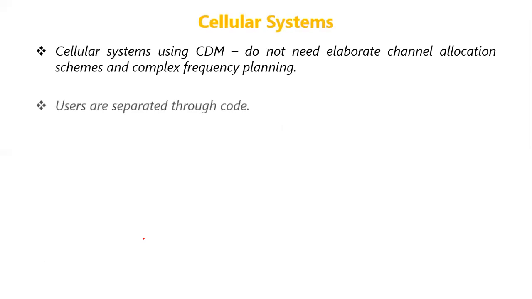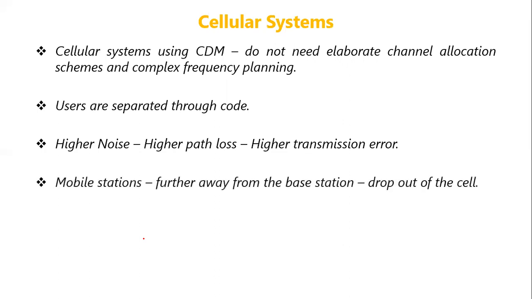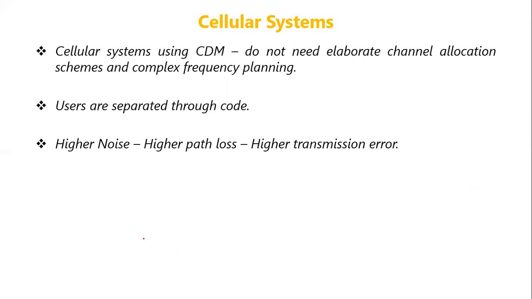And cellular systems that use CDM, that is code division multiplexing, and not FDM or TDM, do not need an elaborate channel allocation scheme and complex frequency planning, because users are separated by codes. Higher the noise, higher the path loss. If the signal encounters more noise, there is a chance for more path loss, and also a chance for high transmission errors. So we should ensure that the noise is suppressed or removed as much as possible.